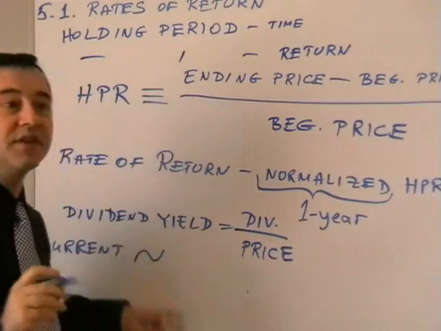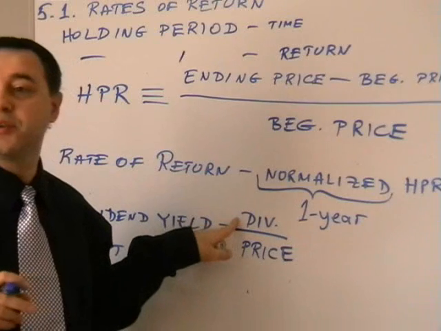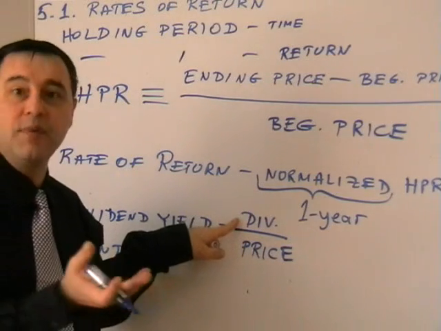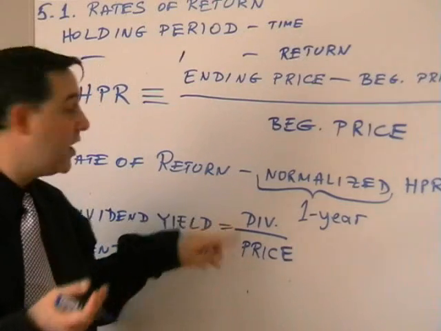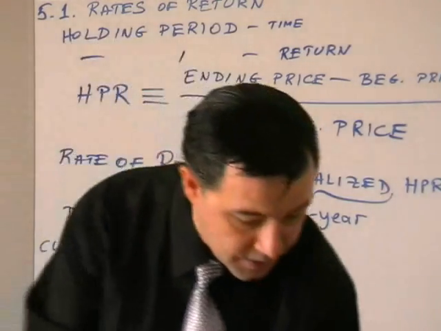The current dividend yield is at the beginning of the period. So you accumulate the dividends over, let's say, the four quarters for 1 year, and then you divide by the initial price at the beginning of the year. Okay, so that's the current dividend yield.